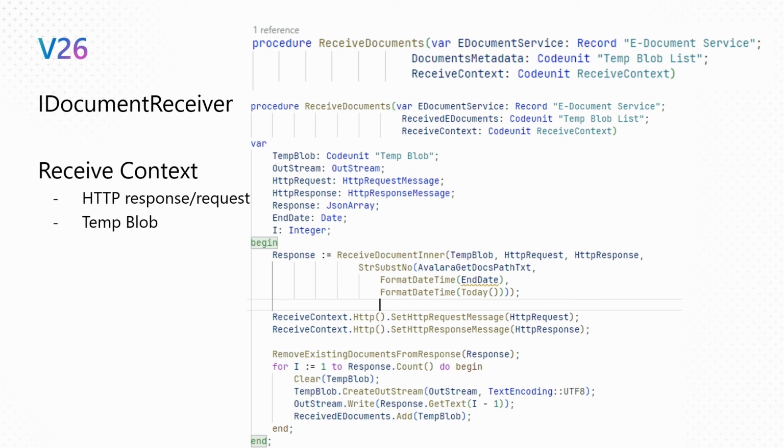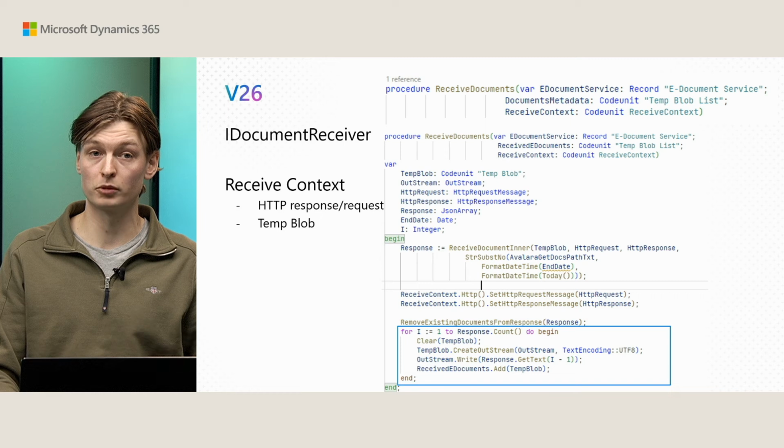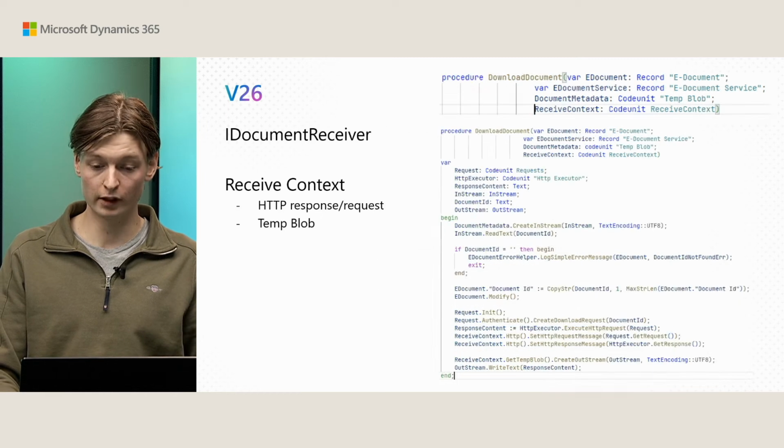And then a receive context, the variable which is the same as before, HTTP response and request, and the data template is stored in this receive context. And as you can see from the Avalara example here, we are getting a response with new documents, and then we're iterating over them, and we are inserting the metadata for each one of them into this template list and passing it back to the framework. That will then ensure to create new eDocuments for each of these metadata objects. And that looks like this.